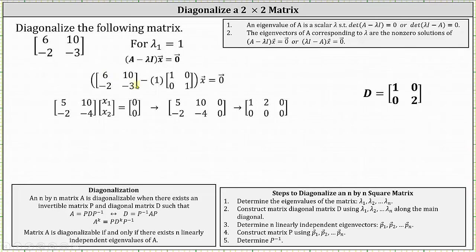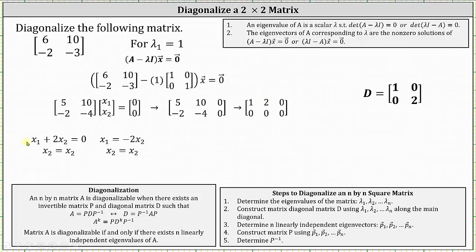Let's check this coefficient matrix. The first entry is 6 minus 1 times 1, which is 5. Next in row 1 we have 10 minus 1 times 0, which is 10. In the second row we have negative 2 minus 1 times 0, which is negative 2. The last entry is negative 3 minus 1 times 1, which is negative 4. I've also written vector x as the vector x1, x2, and the 0 vector as the vector 0, 0. Next we write the corresponding augmented matrix and write the augmented matrix in reduced row echelon form. Notice there's no pivot in column 2, which indicates x2 is a free variable.